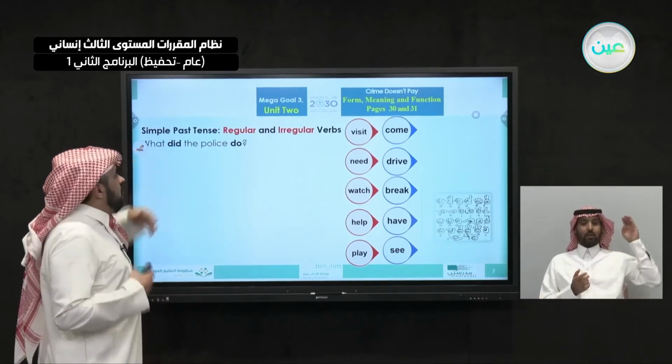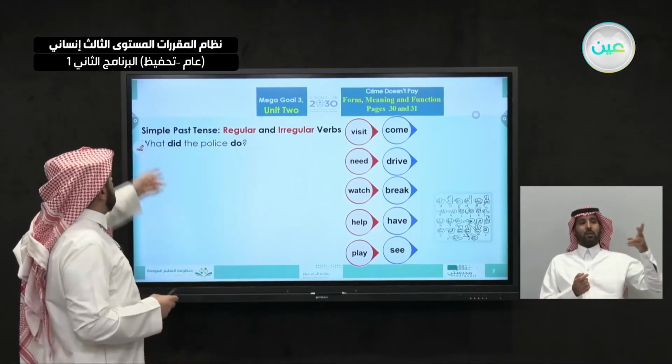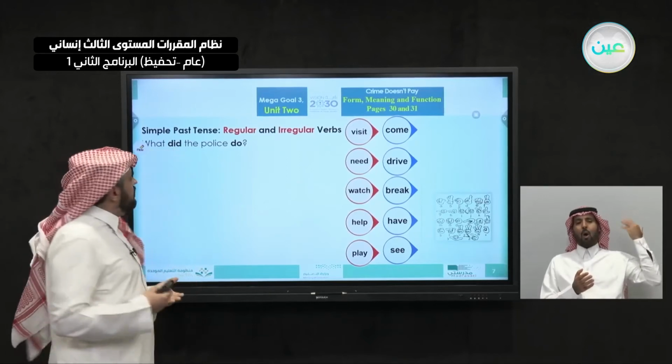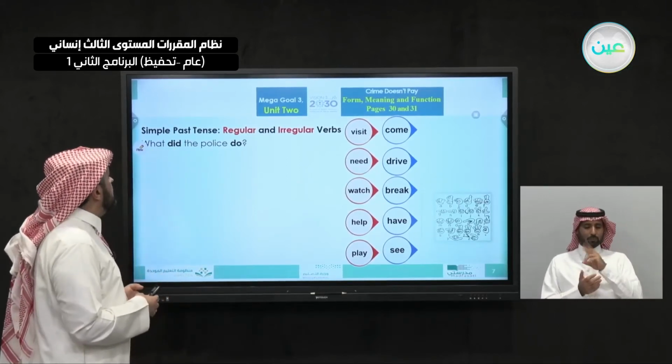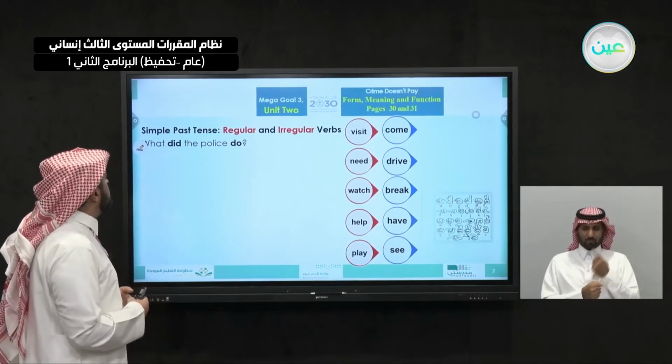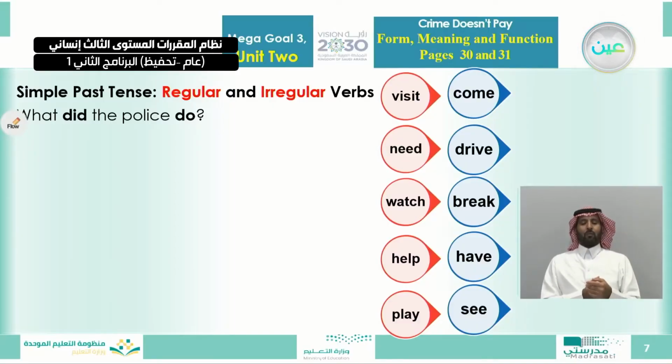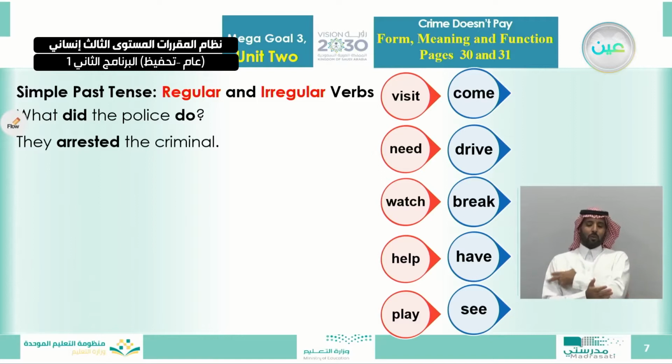Okay. Now, how can we use these verbs? We can use them in full sentences and we can use them also in questions. We can use them in negative and affirmative sentences also. What did the police do? They arrested the criminal. The police arrested the criminal.